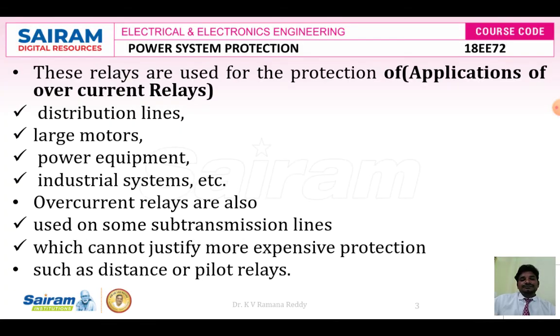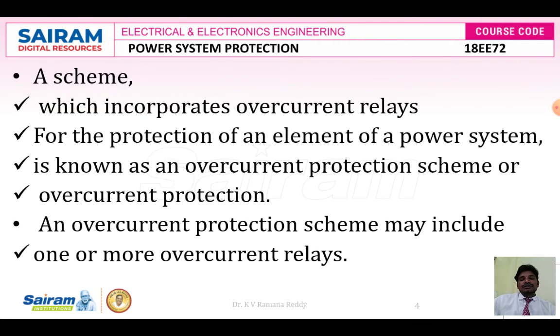So, sub-transmission lines cannot justify more expensive protection such as distance or pilot relays. Not required like distance relay or pilot relay, but a minimum overcurrent relay is also required to protect from the high currents. A scheme which incorporates overcurrent relays for the protection of an element of a power system is known as an overcurrent protection scheme or overcurrent protection.